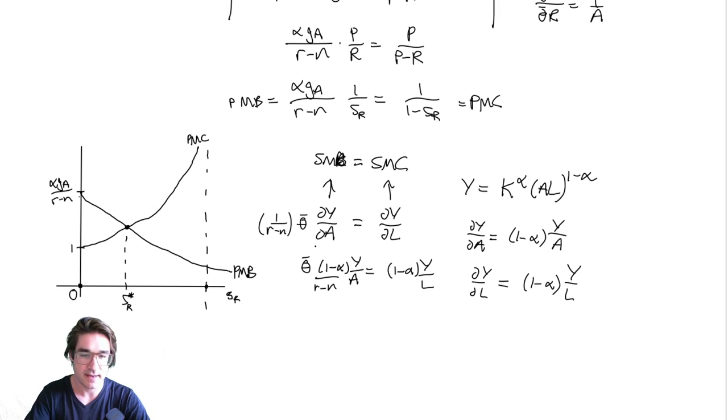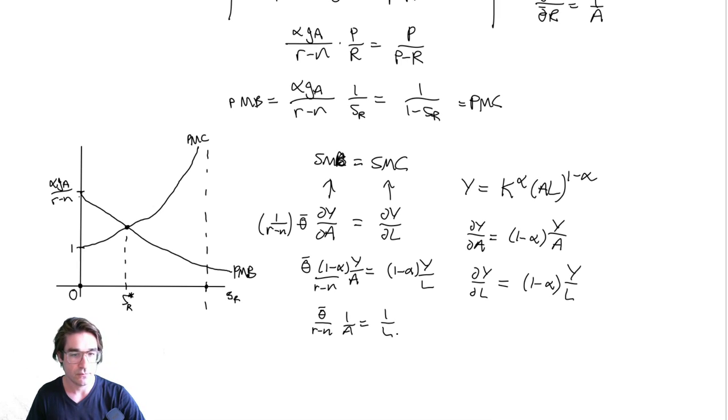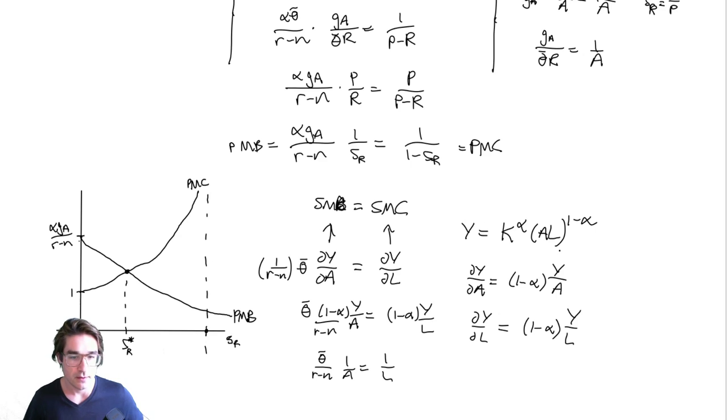All right, so now stuff cancels. 1 minus alpha cancels, Y cancels. So then we have theta bar over r minus n, 1 over A, and 1 over L. The 1 minus alpha terms and the Y are gone. Still looks pretty similar. Now, what else can we do? We have this 1 over A just like before. We can use this 1 over A trick here to get that to look like some function of R, so that's gA over theta bar.